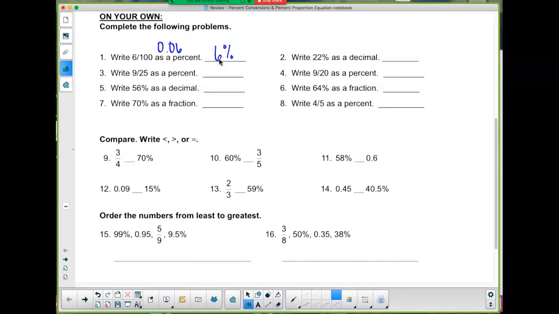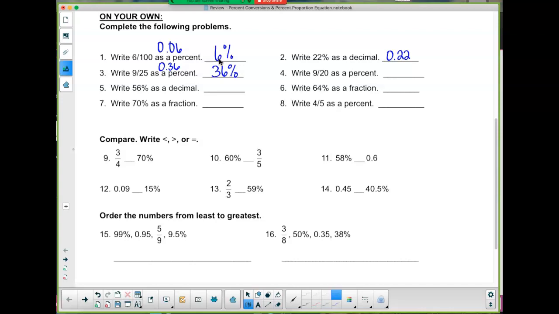Well, that's the decimal. Okay, but be careful because it said they wanted the percent. So fix that if you had it wrong. Okay, number 2, going across would have been 0.22 as a decimal. Number 3 as a decimal would have been 36%. Some of you had 0.36. You had the decimal, but it asked for a percent.